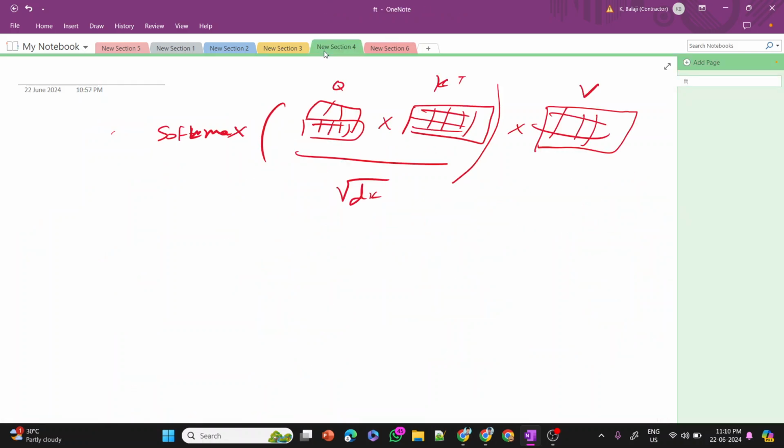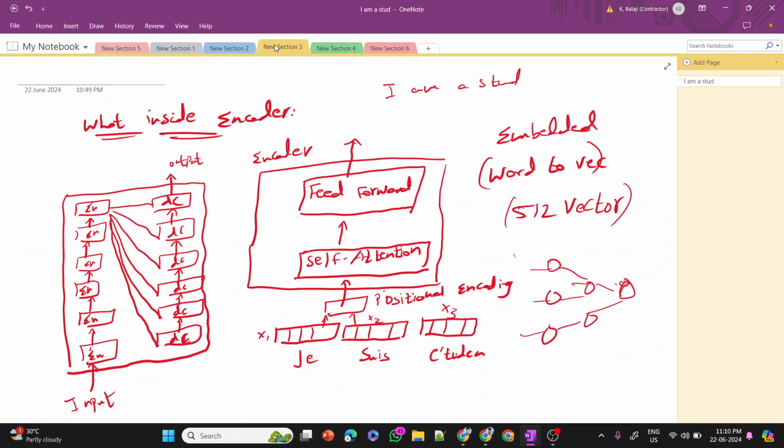This mathematical concept happens inside the encoder. Each encoder will do self attention and feed forward calculation, and then provide the output to the next encoder. Like that it happens, and the sixth encoder will give the output to all the decoders.